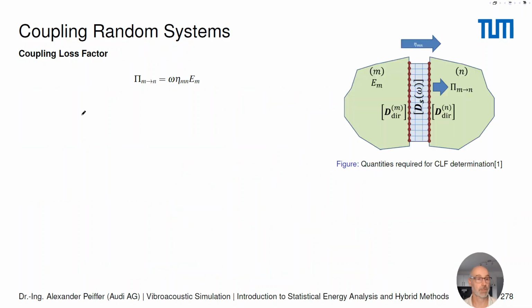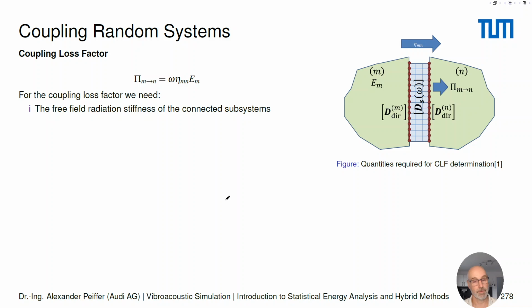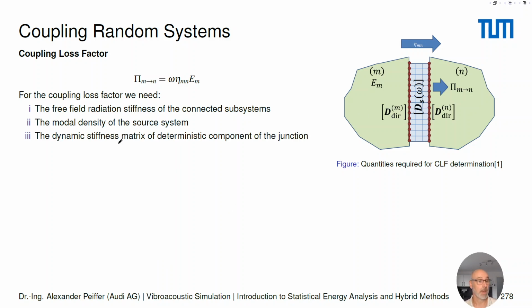Why is that so? Just keep in mind what is the global form of a coupling loss factor. It defines the power flow from M to N based on the energy in subsystem number N. This is the coupling loss factor, multiplied by angular frequency omega. And that means, with the formula from above, all we need to calculate the coupling loss factor is the free field radiation stiffness of all connected subsystems, the modal density of the source subsystem, in this case M, and the dynamic stiffness matrix of the deterministic component of the junction, if there is any.